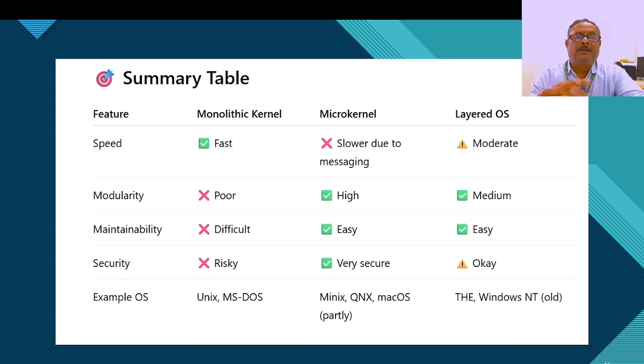So that's all about the structures of operating system, various types of structures of operating system.